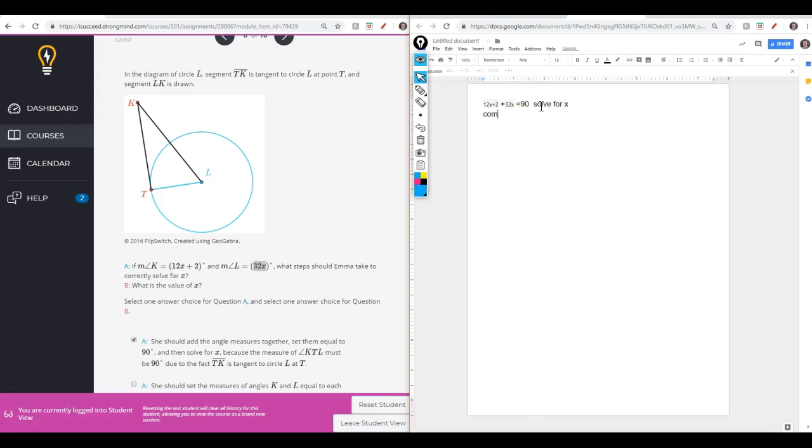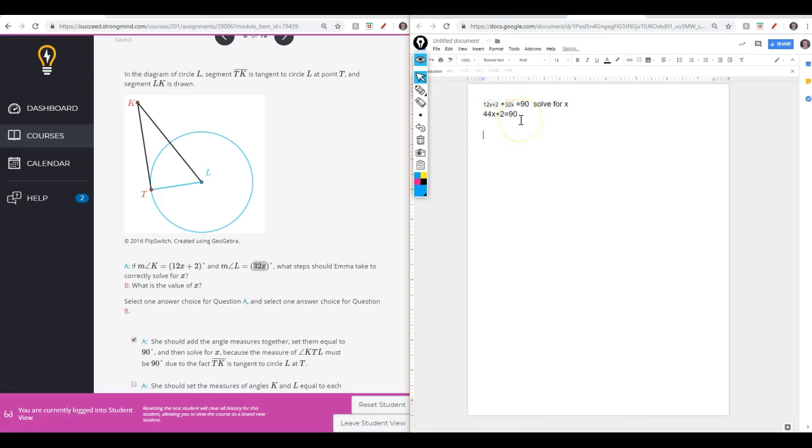Well, first we're going to combine like terms, and they're the ones that have the same variables with the same exponents. So this 12x and 32x are like terms because they both have the variable x attached. So 32 plus 12 is 44x plus 2. That 2 still didn't go anywhere. Plus 2 is going to be equal to 90 degrees. That equal sign. And that 90 degrees didn't go anywhere either.